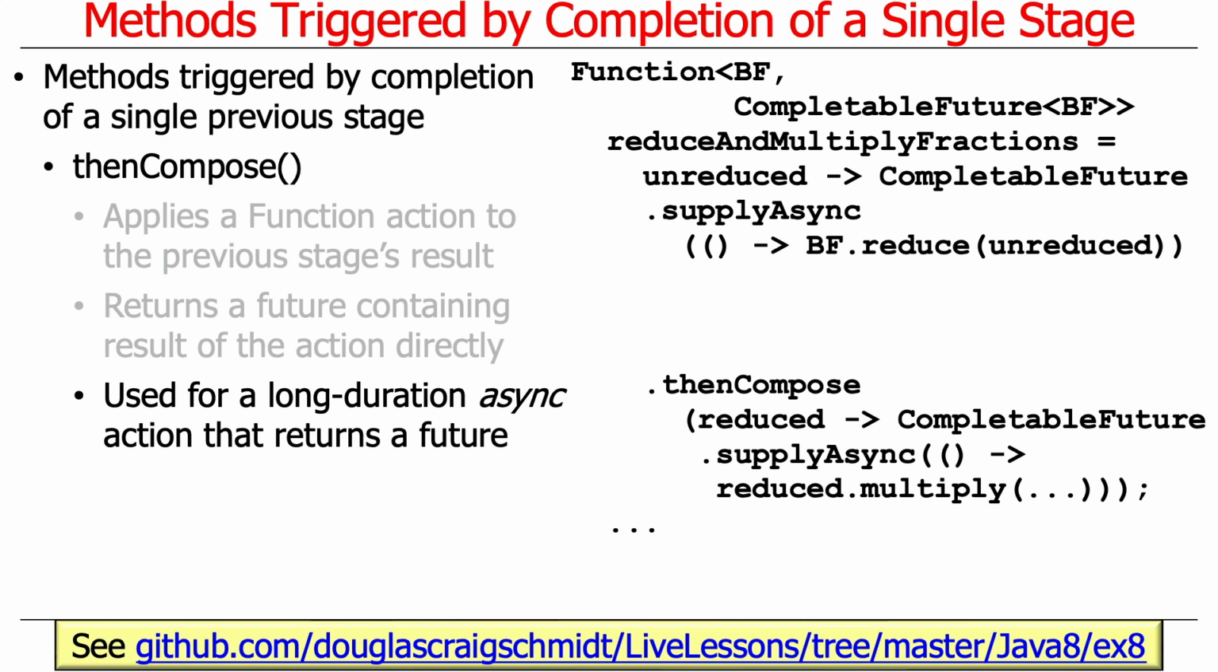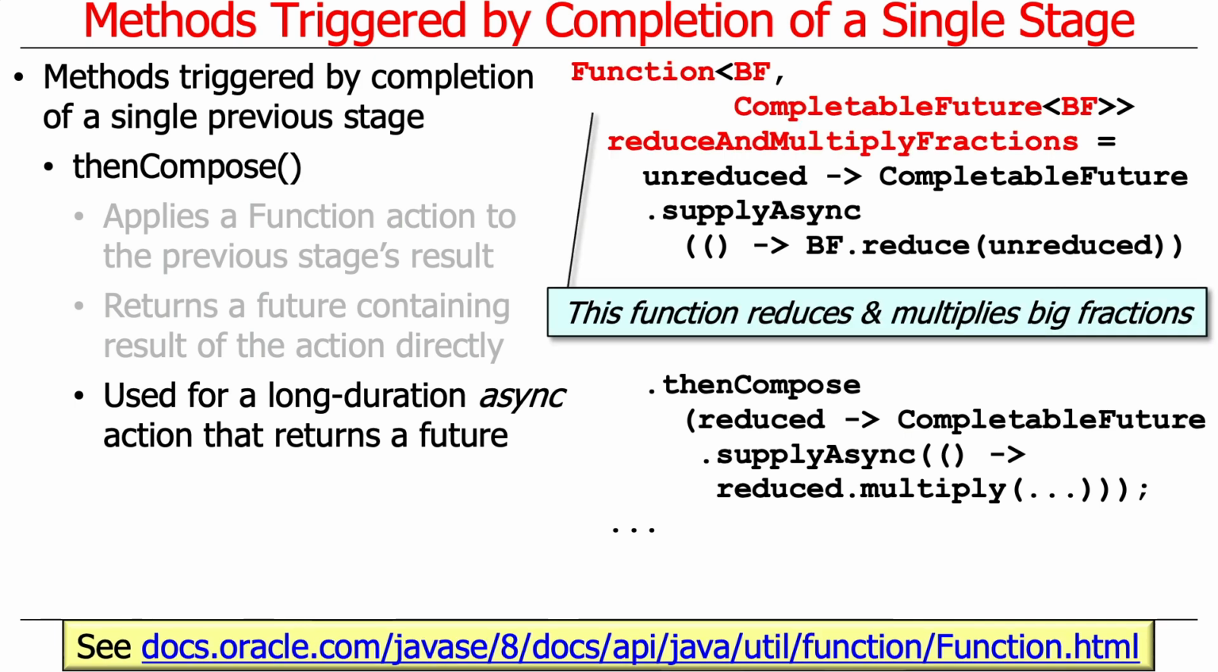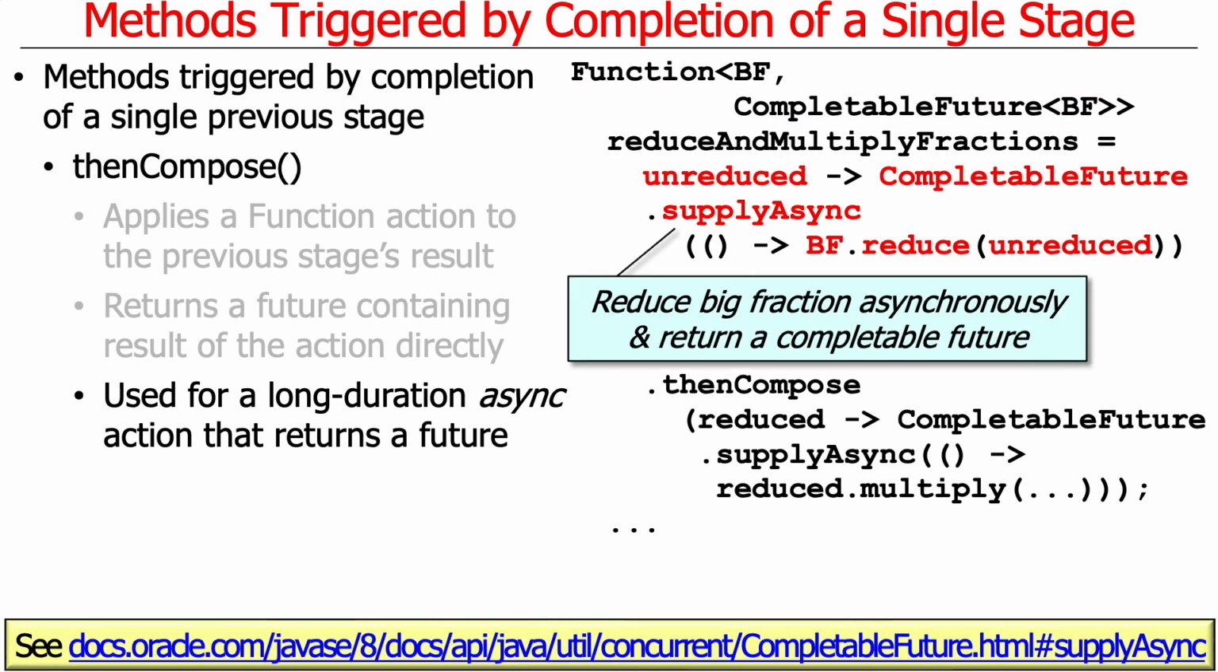So what we're going to do here is have a long duration async action that returns a CompletableFuture. Remember when we talked earlier about thenApply, we had a shorter synchronous action. Now we're going to have a longer running async action that returns a CompletableFuture. So in this case, we're going to create ourselves a function that will take a BigFraction, which I abbreviated so it would fit on the slide, and return a CompletableFuture to a BigFraction. This is called reduceAndMultiplyFractions, which is going to call the supplyAsync method. And in the action part, it'll reduce the unreduced BigFraction. So that's what it's doing in the background. Note that this returns a CompletableFuture. Remember, supplyAsync returns the CompletableFuture. So far, so good.